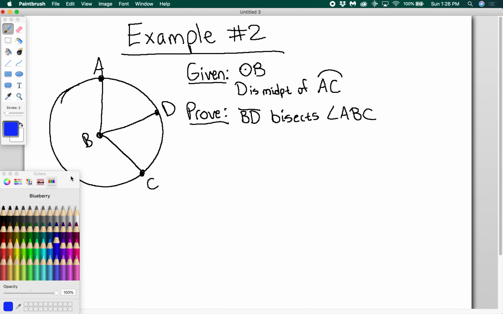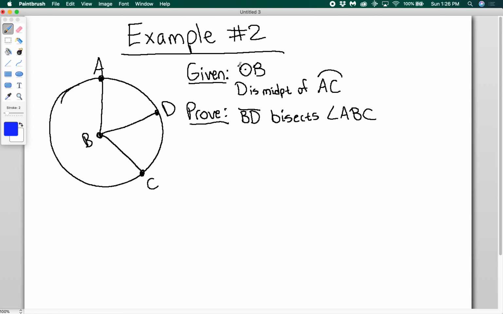So our first one: I have a circle B, centered at the point B, and D is the midpoint of arc AC. What I want to do is prove that BD bisects angle ABC. Since it says prove, I'm going to do a two-column proof. My first statement is just going to be the givens. So I know that I have circle B, and I know that D is the midpoint of arc AC.